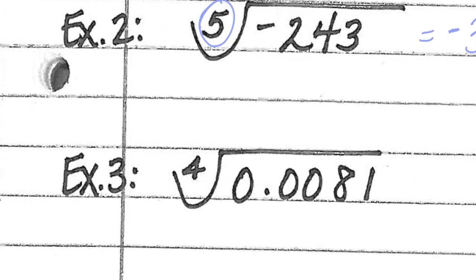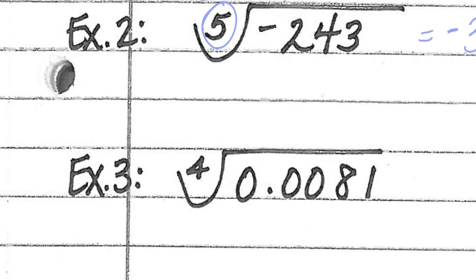All right, let's look at this one. The 4th root of 0.0081. We should look at what we know. We know the 4th root of 81 is 3. But we have to understand how to do this with the decimals. How many decimals are we going? Let's see, 1, 2, 3, 4. So if we have 4 decimals and we have a 4th root, this is just going to be a 1 decimal answer. So the answer is 0.3.